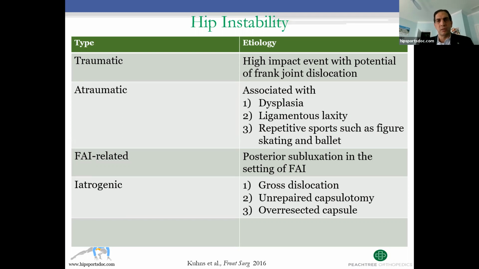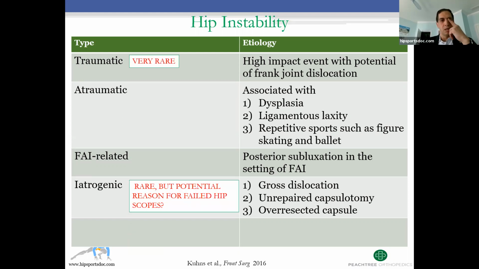Atraumatic injuries, dysplasia being an important one, ligamentous laxity, typically associated with generalized hypermobility. And then it can also exist in repetitive sports, particularly where there's stretching associated with it, such as figure skating and ballet. FAI related, posterior subluxation has been described in the setting of femoroacetabular impingement. As the cam engages, the hip can subluxate posteriorly. And then iatrogenic, either a gross dislocation, an unrepaired capsulotomy, or an over-resected capsule.